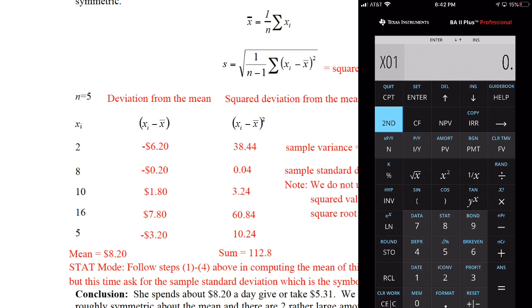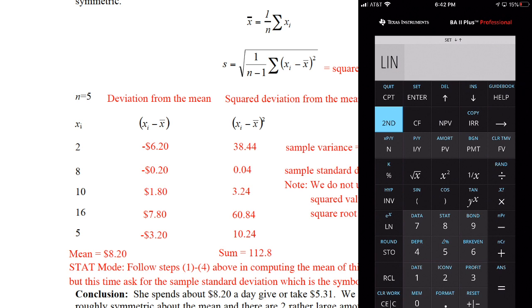So I hit the number and I hit enter and then down, and there's just one value, so I just keep on going. I skip over the second variable y. The next observation is 8, enter, down, down, and the next one is 10, enter, down, down, and the next one is 16, enter, down, down, and the next one is 5, enter, down, down, and that's it. So now I ask the calculator for second and stat. And here's my output, my results.